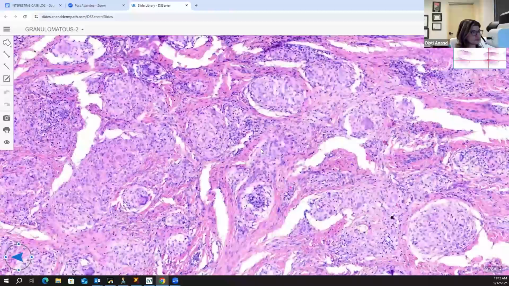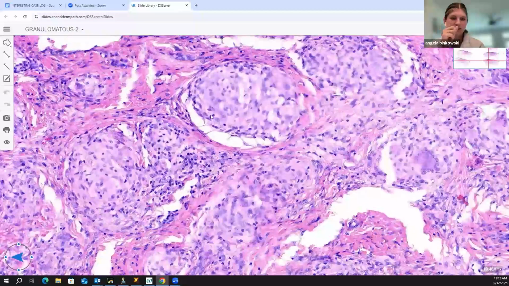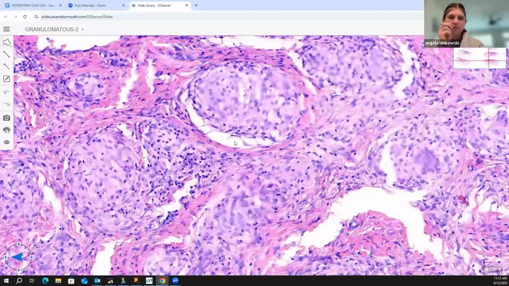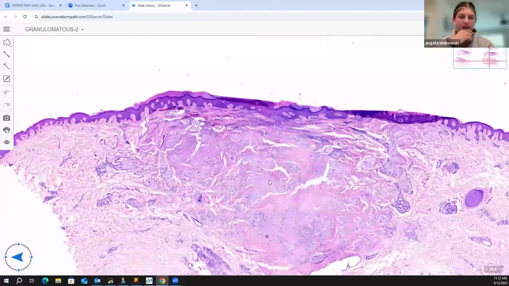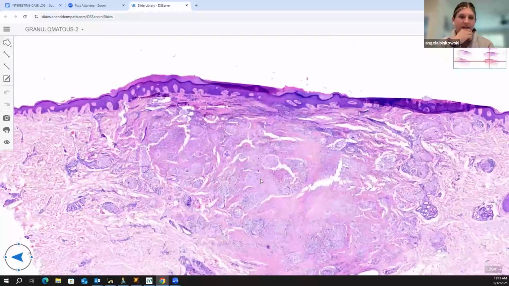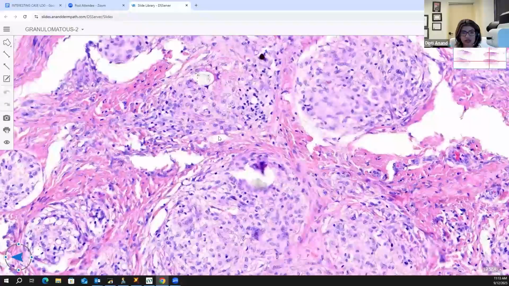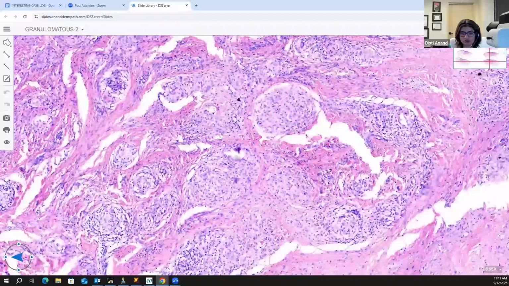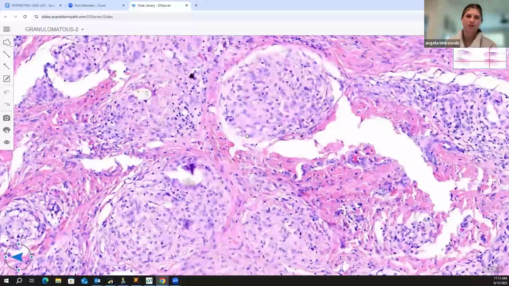Who wants to take this one? So for this one, it looks like we have these almost fist-like balls of histiocytes within the dermis. And there's not a lot of inflammation surrounding them, but there's a lot of shredding of the tissue. And in one of the spaces, I thought I saw a foreign body. So I was thinking it was a foreign body reaction. Yeah, so what kind of foreign body reaction? A sarcoidal granulomatous foreign body reaction.